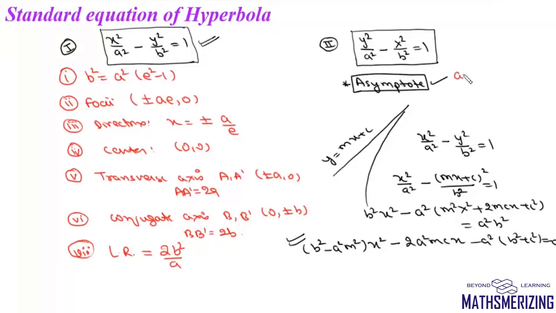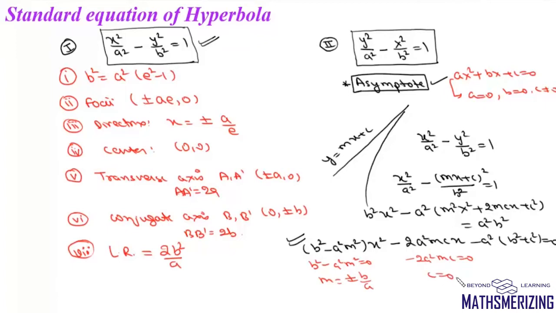Now we know that any equation of the form ax square plus bx plus c equals 0 will have two infinite roots when a is 0 and b is 0 and c is unequal to 0. So we'll put the coefficient of x square as 0, we get b square minus a square m square is 0, and minus 2 a square m c is also 0. So from here we'll get the value of m as plus or minus b upon a, and the value of c as 0. So this line which intersects this hyperbola at infinity will be given by the equation y equals mx, where m is plus minus b upon a and c is 0. So the equation of asymptotes is given by y equals plus minus b upon a x.